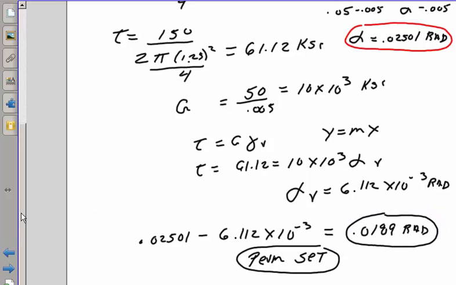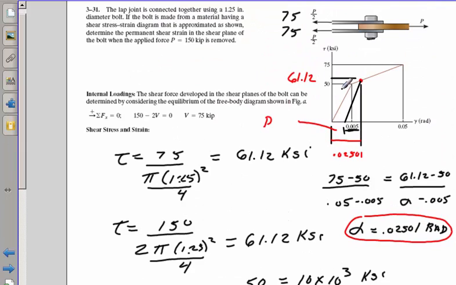Alright, so that's all you have to do on that one. It's really not that bad. It's more of a slope type problem here. So just remember, this part here is your permanent set, and this is going to be your elastic area right here.